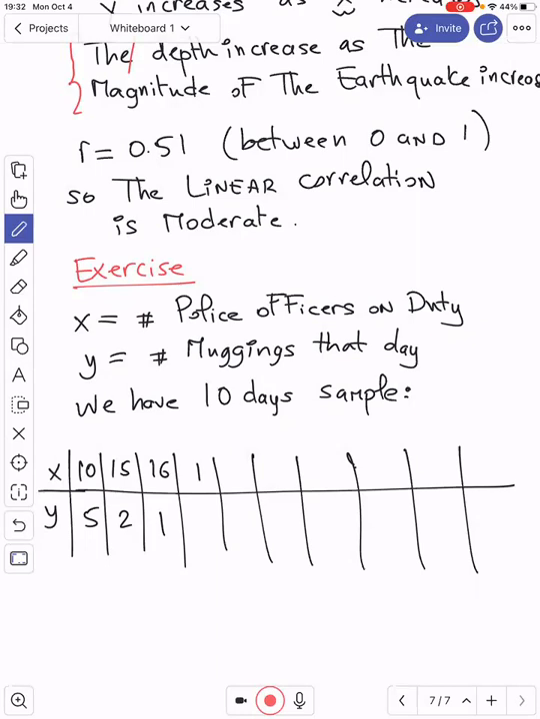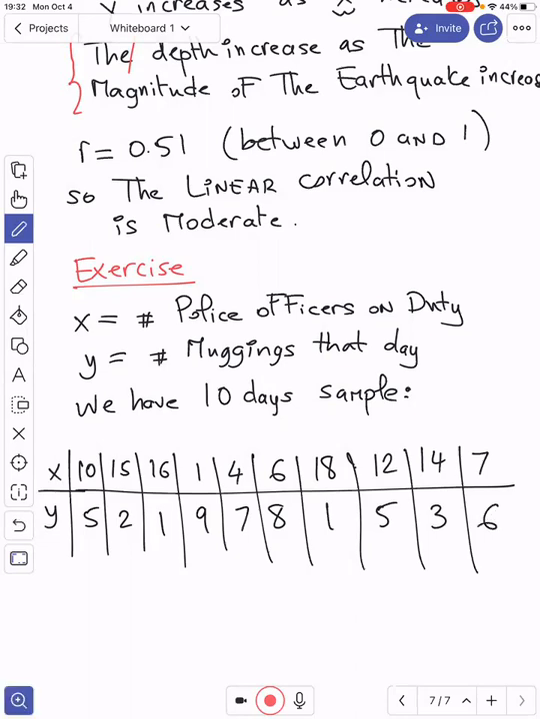Here, one officer, and then 9 muggings. Next day, we have 4 officers, 7 muggings that day, 6 here, 8. Let's say 18, this is 1. This is 12, this is 5 here. 14, 3. And then 7. Then here, let's say it's 6.